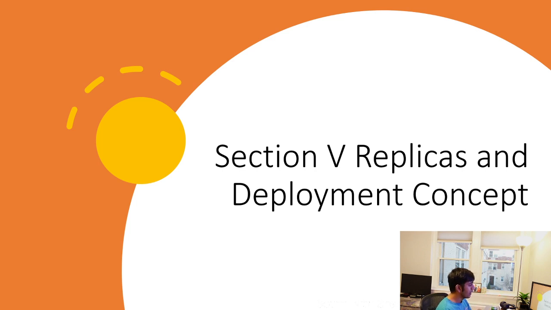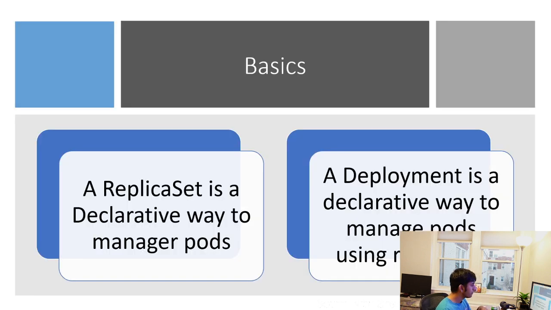So, replicas and deployment concepts. As you know now, if you are following with me, what is a pod? A pod is nothing but a wrapper which has containers, right? A node can have several pods, and each pod has a container. Now, a replica set is a declarative way to manage pods. Sorry for the spelling mistake again. I've made a lot of typos there, but it's fine. So a replica set is a declarative way to manage pods. Okay, so it's a way to manage pods.